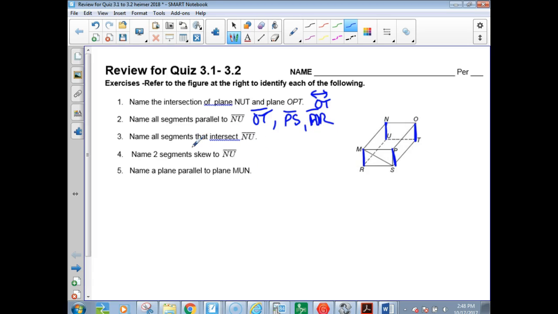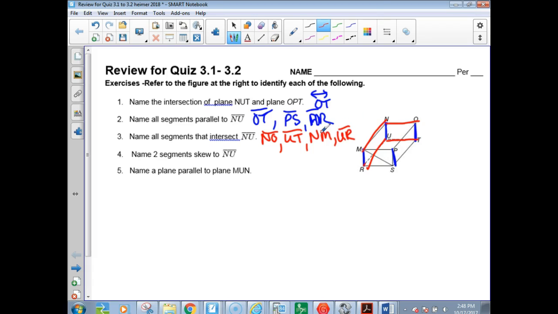Now I need to name all segments that intersect NU. Intersection means where do they meet NU? So that'd be NO, UT. What else connects to that segment? MN and UR, okay? Or NR, NM and UR. I don't care how you name it, as long as the letters have an N or a U in it.